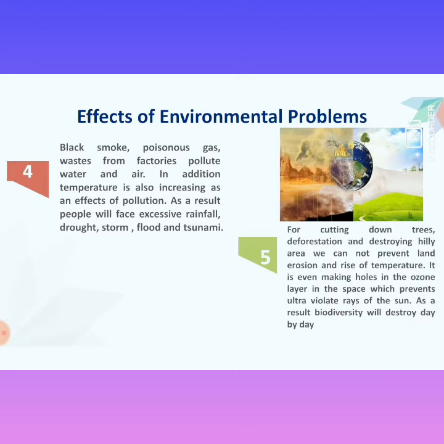Okay, number five, effects. By cutting down trees, deforestation, and destroying hilly areas, we cannot prevent land erosion and the rise of temperature. It is even making holes in the ozone layer in the space, which prevents ultraviolet rays of the sun. Global warming and carbon dioxide attack our ozone layer. The ozone layer prevents ultraviolet rays of the sun. So this is most important for human beings and also most important for the earth.